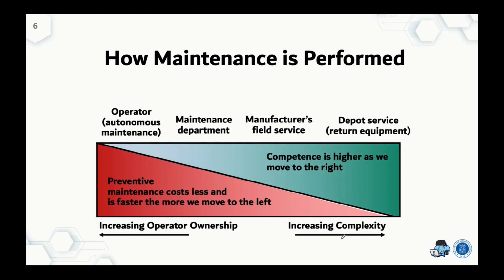This figure illustrates how maintenance is actually performed. In total productive maintenance, the approach is on the left-hand side, where maintenance relies on autonomous maintenance conducted by the operator. Of course, not totally by the operator, but the assumption here is that major maintenance problems are caused by small problems that were not handled correctly. So the operator can conduct autonomous maintenance. On the left-hand side, it means increasing operator ownership. On the right-hand side is increasing complexity.